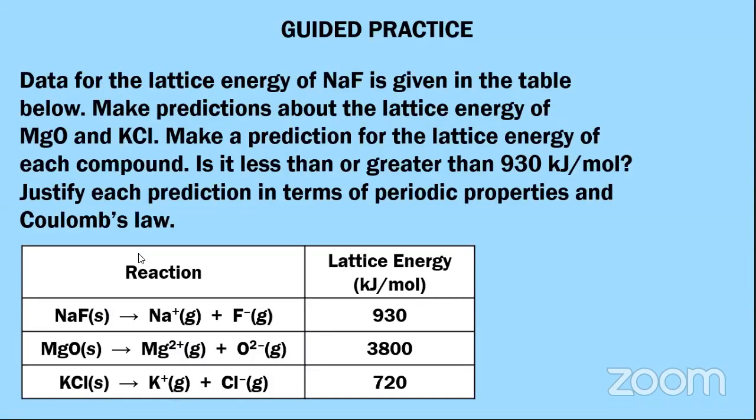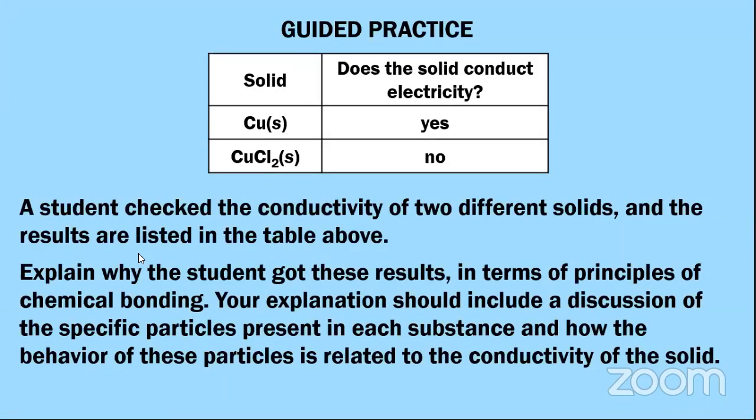All right, let's talk about metallic and ionic bonding for a moment. Hopefully you can recognize that in this table, copper is a metal, and copper chloride, CuCl2, is an ionic compound. A student checked the conductivity of two different solids, and the results are listed in the table above. Explain why the student got these results in terms of principles of chemical bonding.